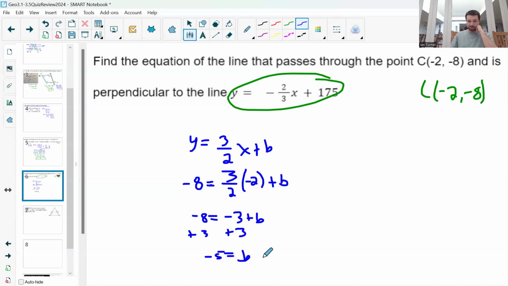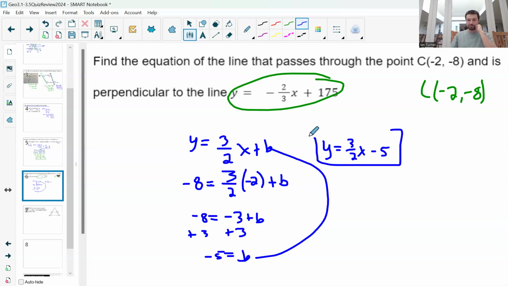Okay, and then what do we do with this? We're not done yet. Don't you put that pencil down. We're going to plug this back in. Whoops, went right into that b. And we get y equals 3/2 x minus 5. Okay, and there you go. That's your equation that passes through this point that's perpendicular to this line.